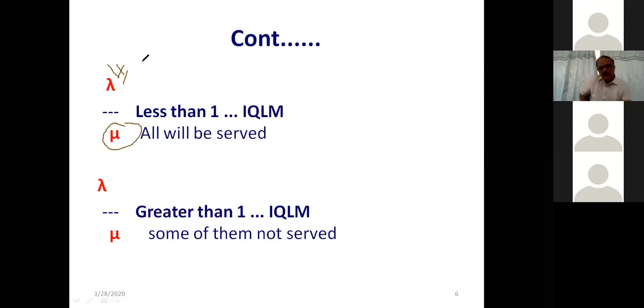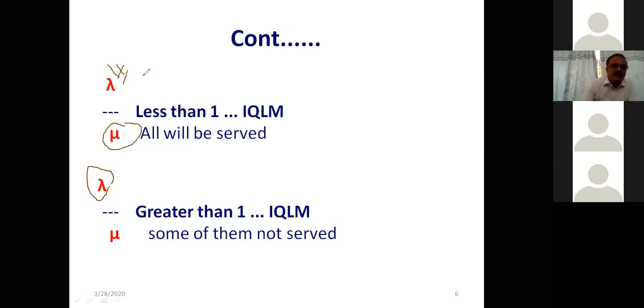Whereas if lambda by mu is greater than 1, that means when lambda is greater than mu, that means when the arrivals are more than mu, there is a chance that many of the customers may not be served. And in the second case, that is when lambda by mu is greater than 1, there is every chance to form a queue. Queue will always form if lambda by mu is greater than 1. But in the first case, if lambda by mu is less than 1, still there is a chance that there will be a formation of queue.